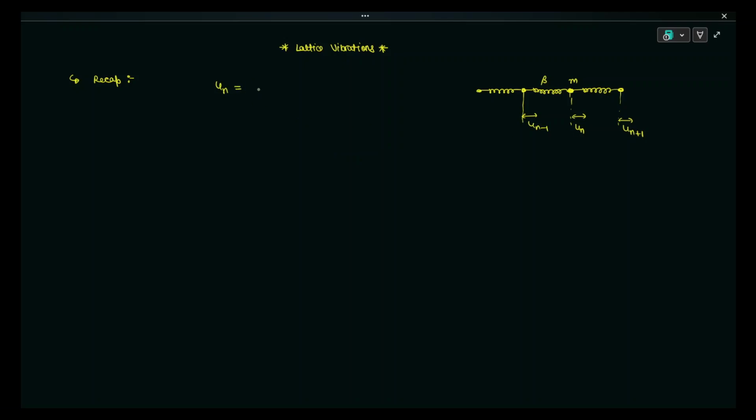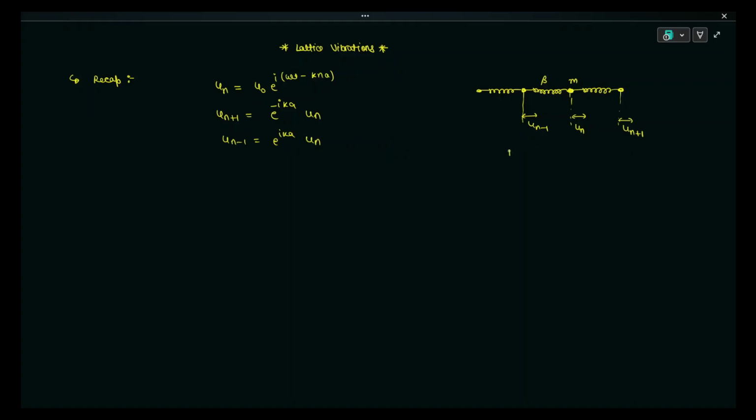a periodic solution which has the form of a plane wave, e raised to power iota omega t minus ka n, where k represents the wave vector of this plane wave and omega is the frequency of that plane wave. Now similar solutions can be given for un plus 1 and un minus 1, and we have seen that un plus 1 was nothing but e raised to power minus iota ka times un, and un minus 1 was e raised to power iota ka times un.